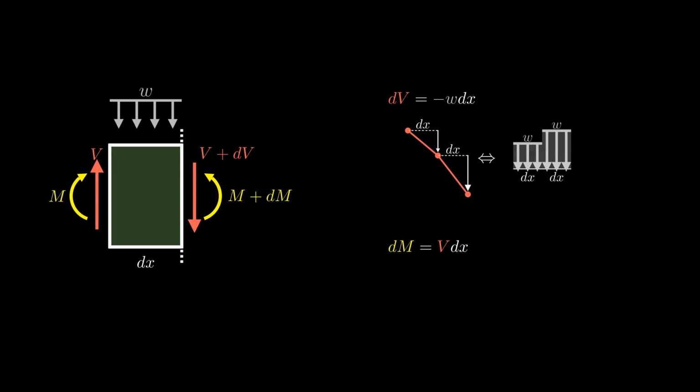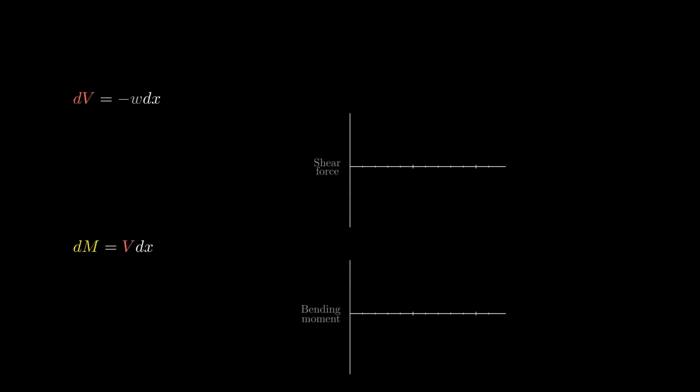The second equation works the same way. The change in bending moment is equal to the area under the shear force. At each dx, the bending moment changes by the area under the shear force. And again, if the shear force changes, then the area changes, and the shape of the bending moment diagram changes as well. Of course, you can also read all of this in terms of slope. With that in mind, let's draw the diagrams directly.